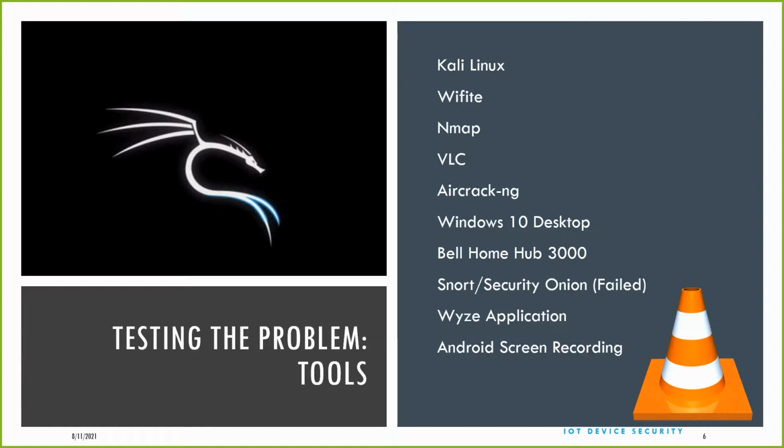Windows 10 Desktop was used as the monitoring machine for the camera, so it was what was physically viewing the feed, effectively like a security room. Bell Hub 3000 was my home modem, as it is connected to my fiber optic, and I don't know how to change it from that. The Snort Security Onion was supposed to be our IPS system. However, due to issues we had with the managed switch and with the fiber optic, we were unable to get it properly working. The Wyze application was used for the cameras to program them with the RTSP and then to make sure that access to Wyze servers had been shut off, and Android screen recording.